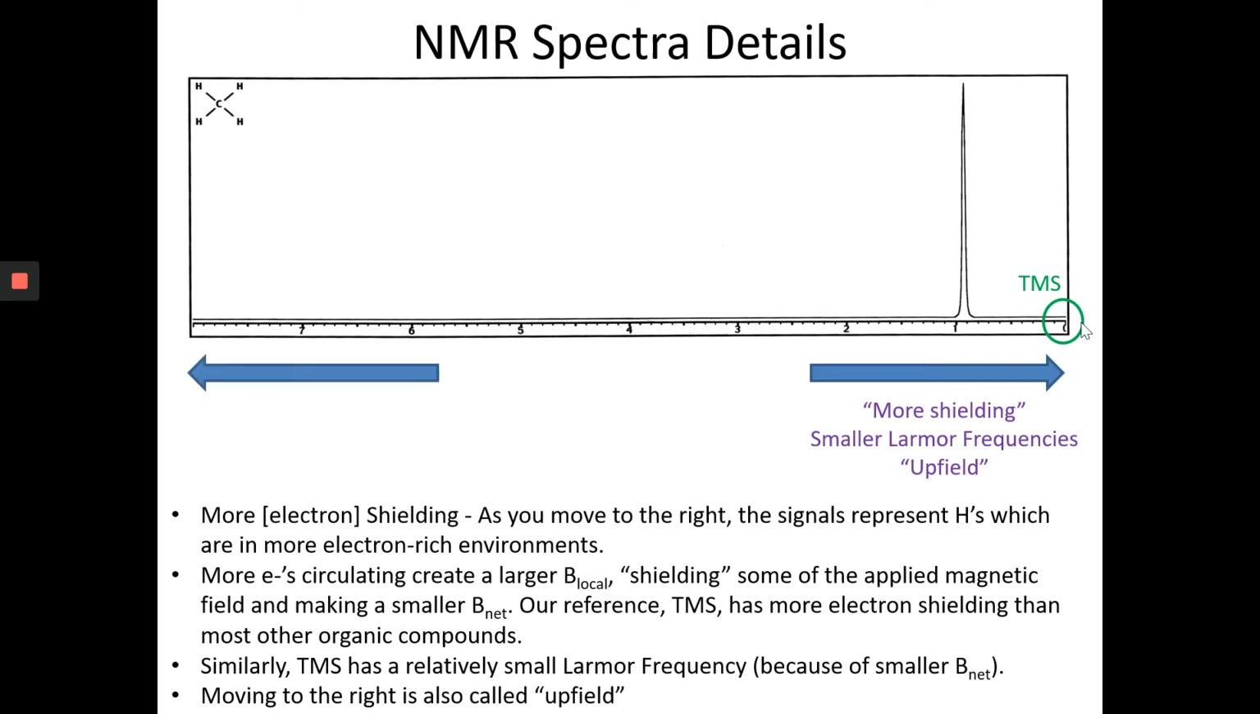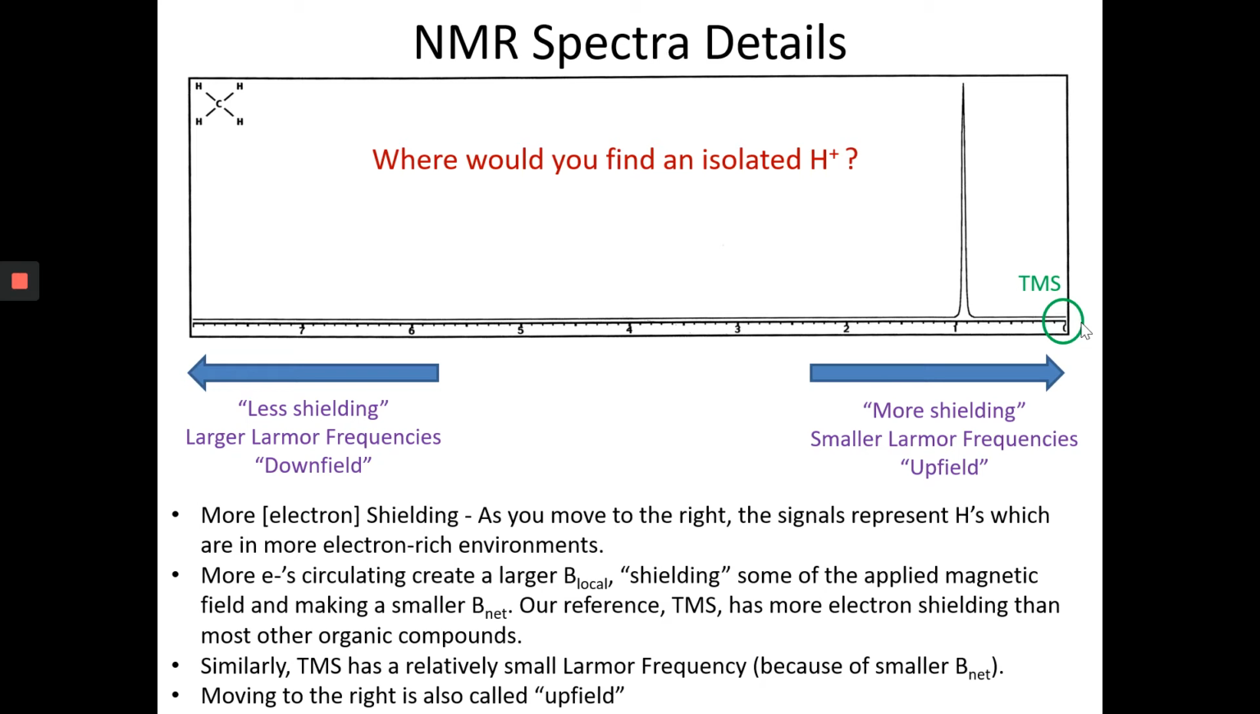And conversely, as you move to the left, it's all of the opposites of those things, right? So as you move to the left, we call that downfield. Compounds or hydrogens that appear downfield are going to have fewer electrons buzzing around them. Fewer electrons means a smaller B local, which means a larger B net. And remember, B net is directly proportional to the Larmor frequency. So as you go to the left, you get larger Larmor frequencies, less electron density around the hydrogen. We call that direction downfield.